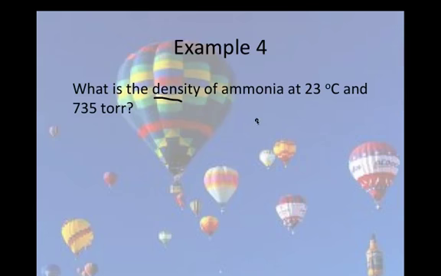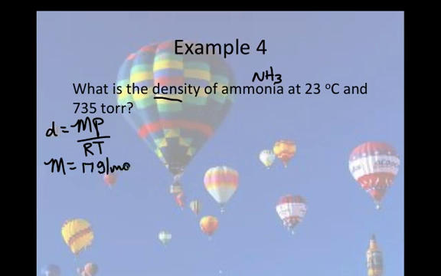Here's an example of what we might do with density. What is the density of ammonia? Ammonia, remember, is NH3 at 23 degrees Celsius and 735 torr. You know, can I get a break here and just have atmospheres or kelvins? No, we gotta do both. Oh well, we can handle this. So density is the molar mass times the pressure over the gas constant times the temperature. And we know that the molar mass of ammonia is going to be 14 plus 3 is 17 grams per mole for ammonia. And what else do we know?